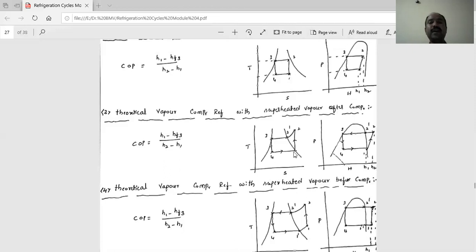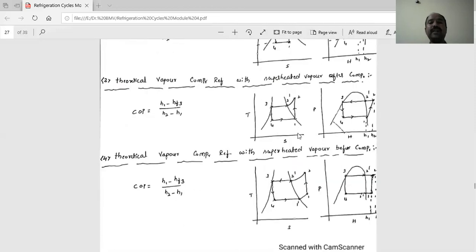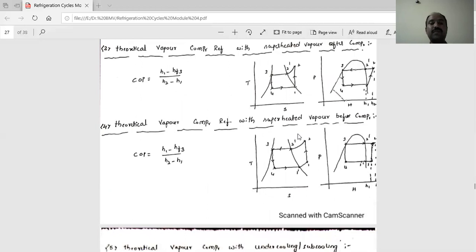When superheated, it means point 2 is drawn beyond the curve. This is what you should remember, how to draw the TS and pH diagrams. We are solving all the case studies one by one, and there will be problems. Then afterwards, another case study: theoretical vapor compression refrigeration with superheated vapor before compression.